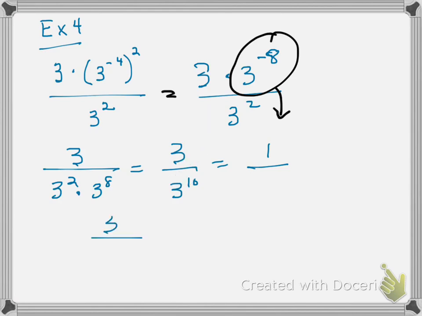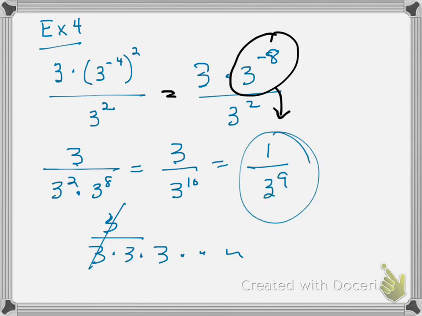So imagine 3 over 3 times 3 times 3, 10 times. And then these cancel. So now I'm left with 9 3's on the bottom. So my answer is 1 over 3 to the 9th power.